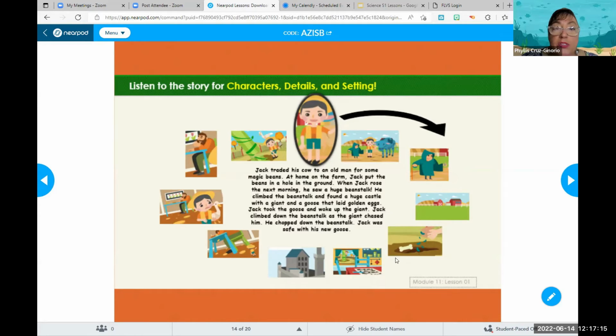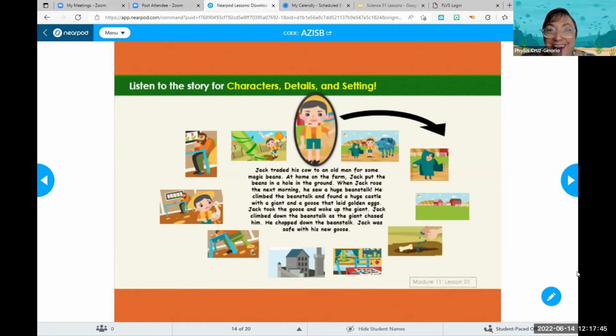When Jack rose the next morning, he saw a huge beanstalk. He climbed the beanstalk and found a huge castle with a giant and a goose that laid golden eggs. Jack took the goose and woke up the giant. Jack climbed down the beanstalk. As the giant chased him, he chopped down the beanstalk, and Jack was safe with his new goose.